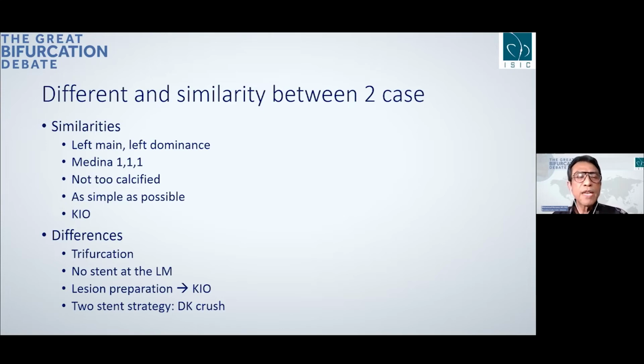The purpose of lesion preparation is that all side branches should be kept open. And I saw that the 2 arteries, LAD as well as circumflex, are really big arteries, and the ostium of both arteries has a significant or critical stenosis. So in this scenario, I would like to do a 2 stent strategy, which is DK crush, which we have been familiar with since 2012 or 2013, with guidance of Professor Chen, of course.